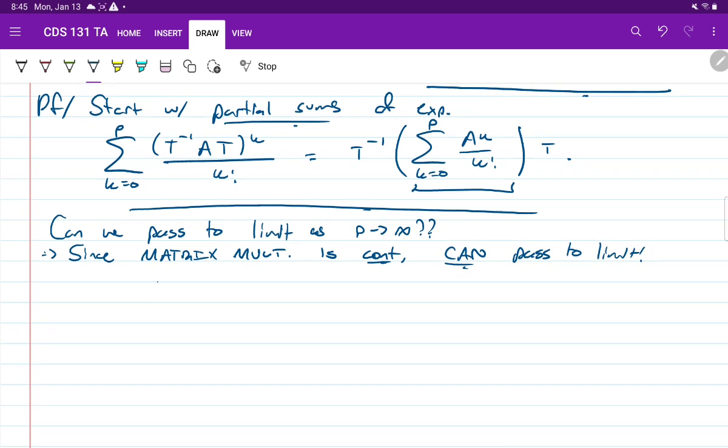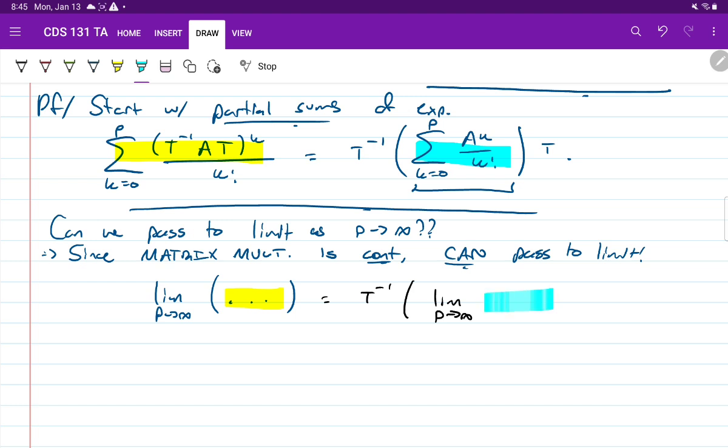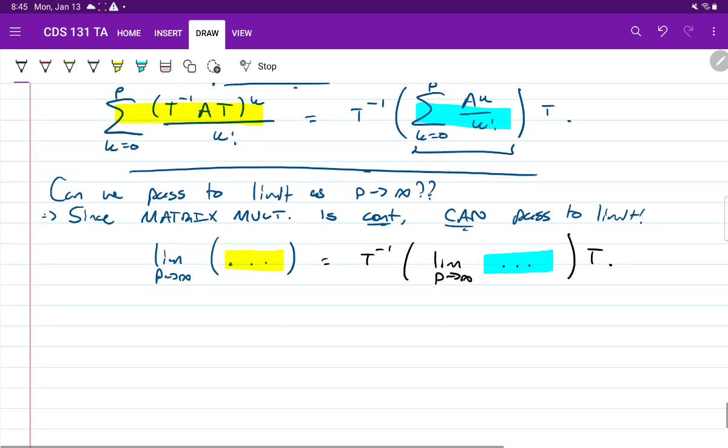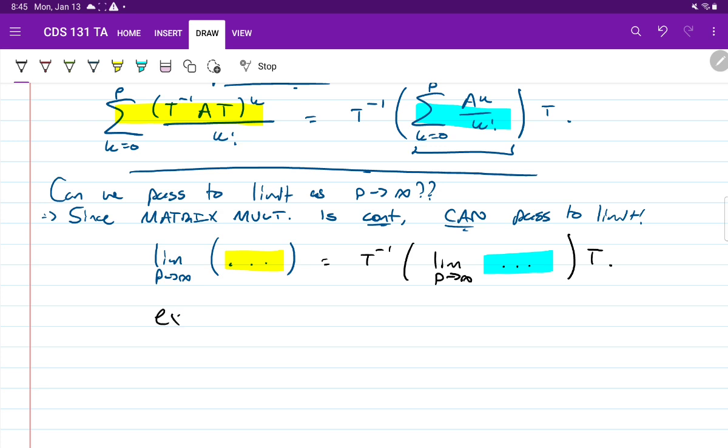And what this tells us is that the limit as p goes to infinity of this expression over here is equal to T inverse times the limit as p goes to infinity of this term, times T. And that, in fact, confirms that exp of (T inverse AT) is equal to T inverse exp(A) times T. All right, that's a proof.